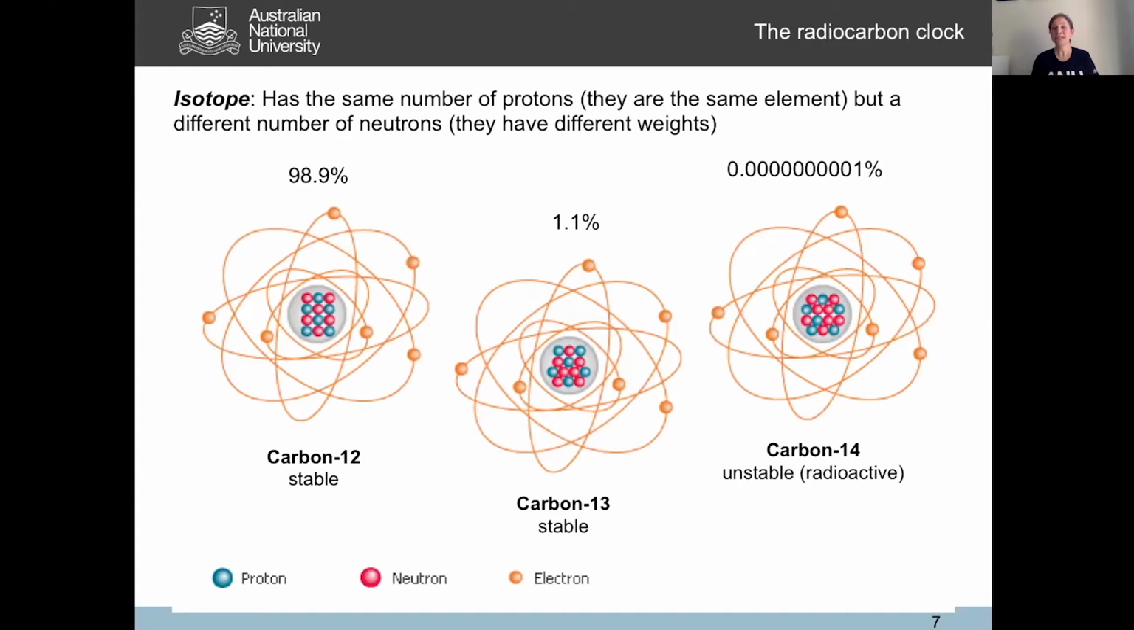Now carbon-14 is heavier again, and now it's got so heavy that it's unstable, it's radioactive. And it has 6 protons and 8 neutrons in the nucleus. And you can see from this crazy number up here, about 1 times 10 to the minus 10% of the carbon in the atmosphere today is carbon-14. So it's very, very rare. And yeah, we're made of carbon and we don't think of ourselves as being radioactive. So it's a very, very rare isotope in the environment.